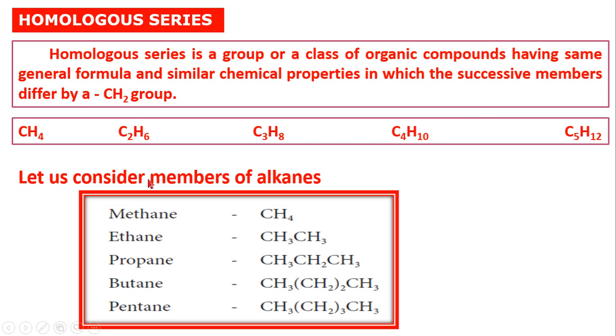So let us consider the members of alkane. Methane, the formula is CH4, ethane, C2H6, propane, C3H8, butane, C4H10, pentane, C5H12. So this general formula is CnH2n+2.